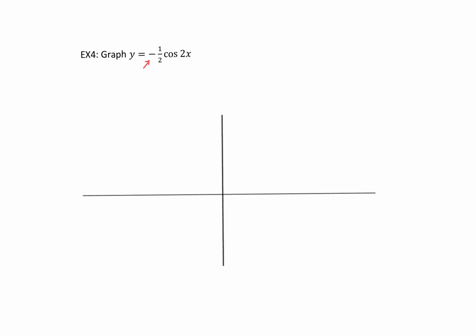So the negative is going to be a reflection about the x-axis, because once we put in a value for x, we have cosine of 2x. Function has done its job. We're going to multiply by half. That's going to change the amplitude. So that final negative in the front, that's going to say, okay, if your y value is positive, you're going to make it negative. If the y value is negative, you're going to make it positive.